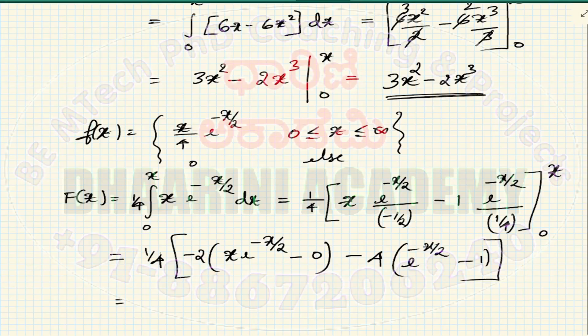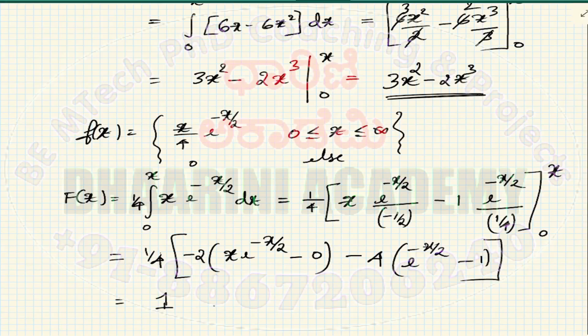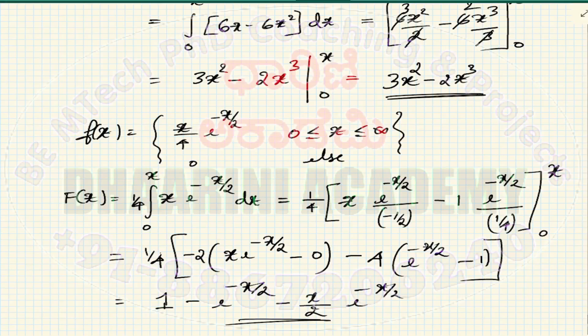So now after simplification, 4 cancels with 4. I'll write the 1 first because that's a positive term here. That is minus 4 into this divided by 4. So that's a 1 here. Then I have 2 cancelling with the 4, okay, 4 cancelling with 4. It's a minus e to the minus x by 2. Then I have minus x, 2 cancelling with 4 as 2, minus x by 2 e to the minus x by 2. I think this is the answer. Just verify once.